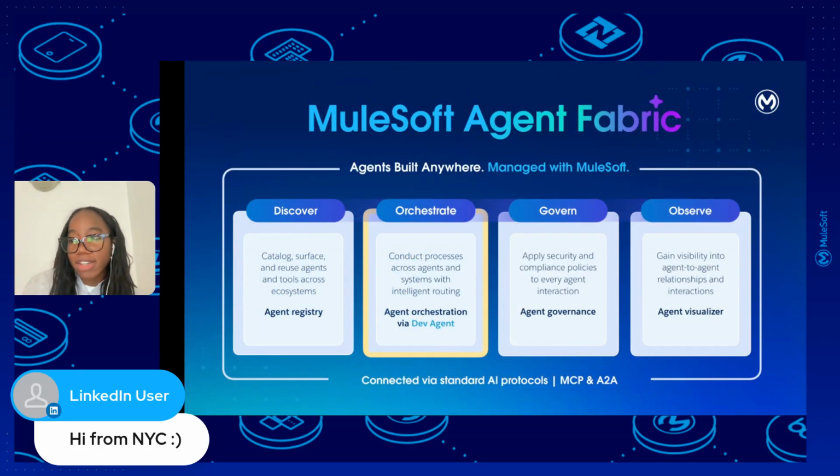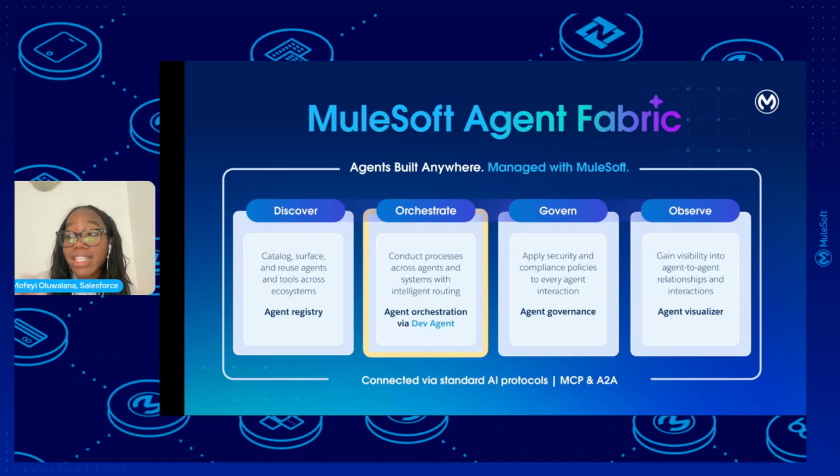One core element of Agent Fabric is orchestration, the ability to connect and coordinate agents across ecosystems so that they can work together to deliver the right outcome. I'm excited to announce that at GA later this week, DevAgent will be able to create, configure, publish, and deploy your agent networks, again, all from simple natural language prompts. This will make it easier than ever for our customers to get started in building agent networks to support their larger agent fabric.